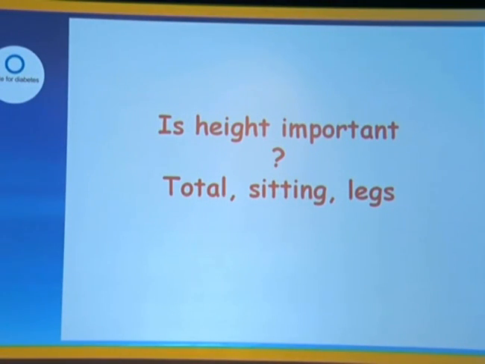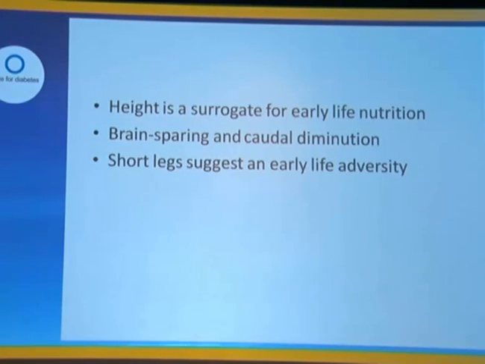We discussed height day before yesterday, and this is what actually made me say that. Height is a surrogate for early life nutrition. Intrauterine, whenever the fetus is challenged or there is an adversity, the blood flow adjustments divert the blood flow to the brain, and that's the brain sparing effect, and necessarily the lower half of the body suffers. That's called caudal diminution. Short legs, therefore, are an indication of early life adversity.